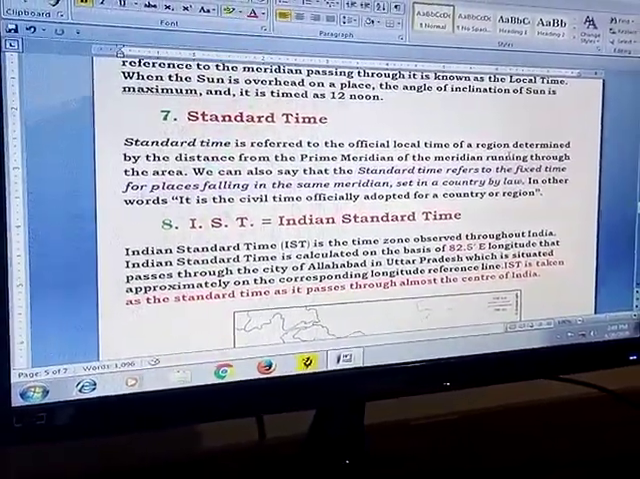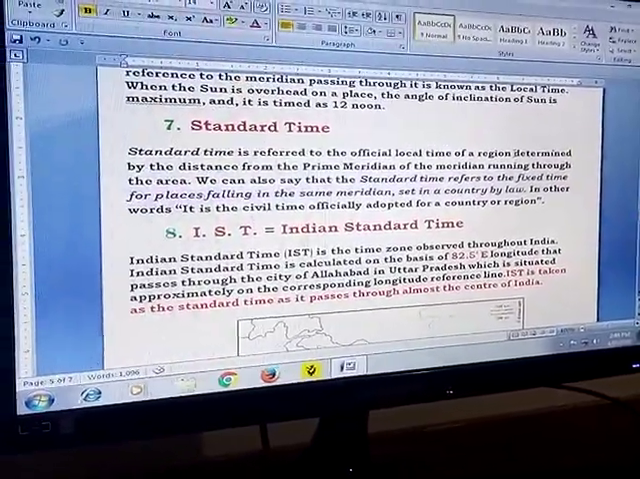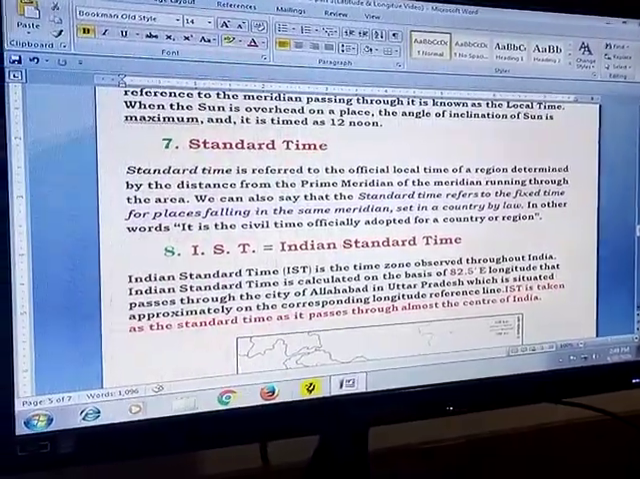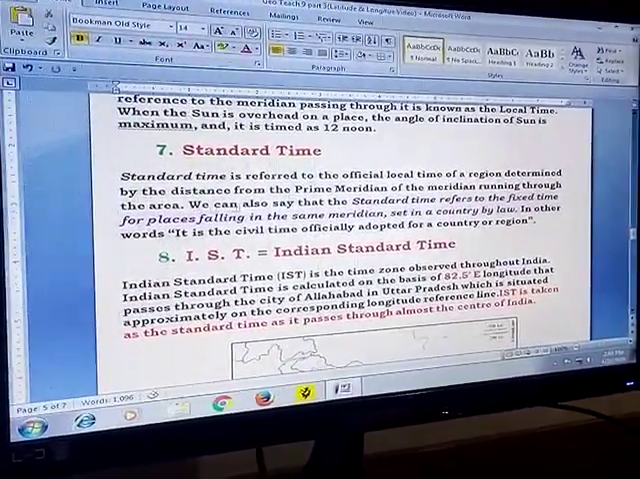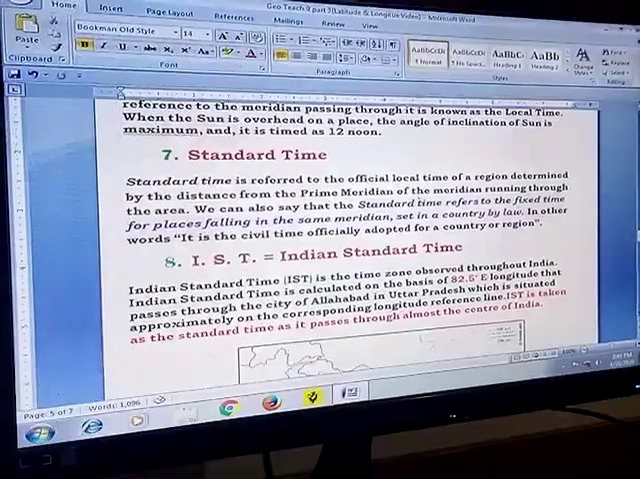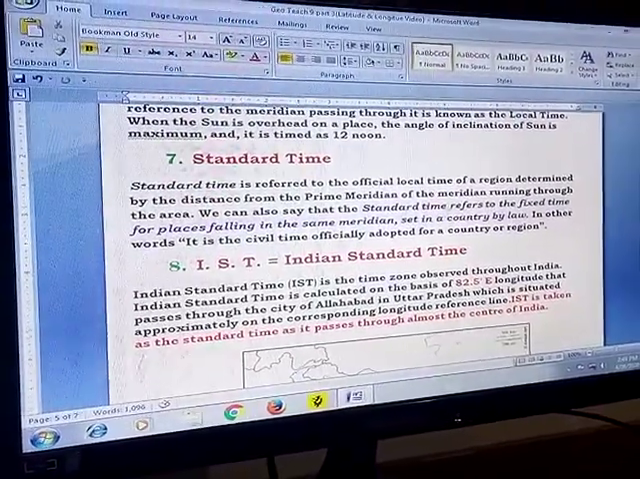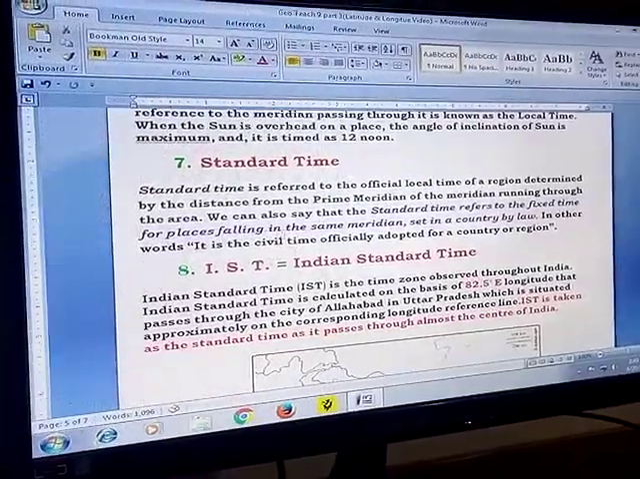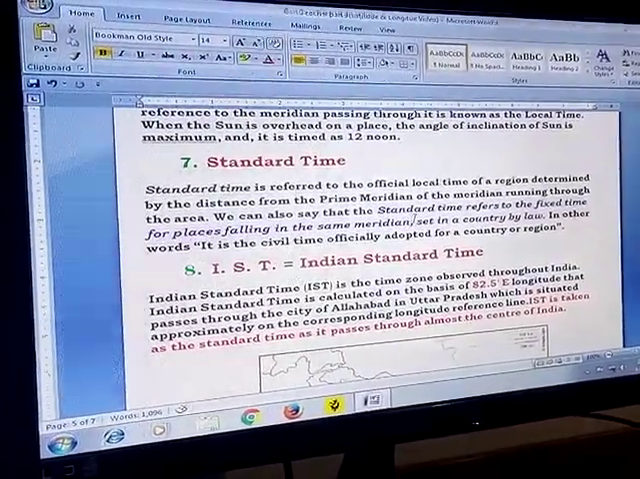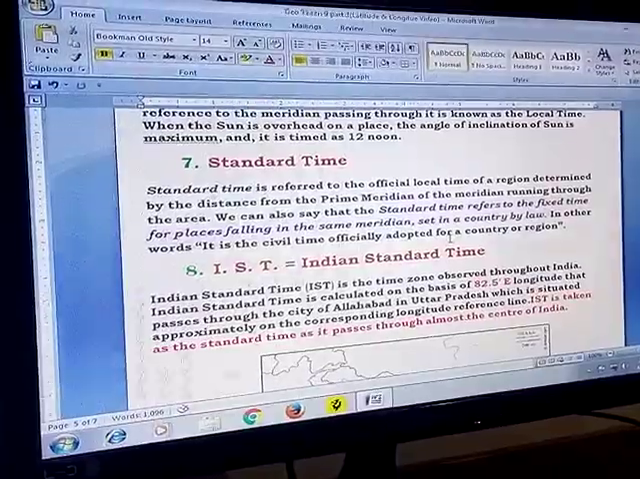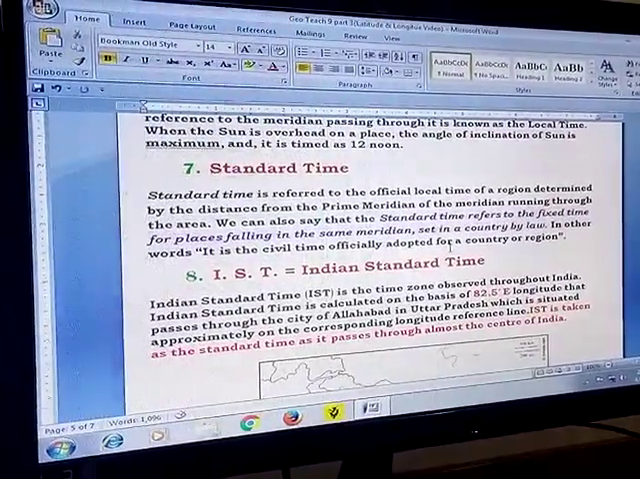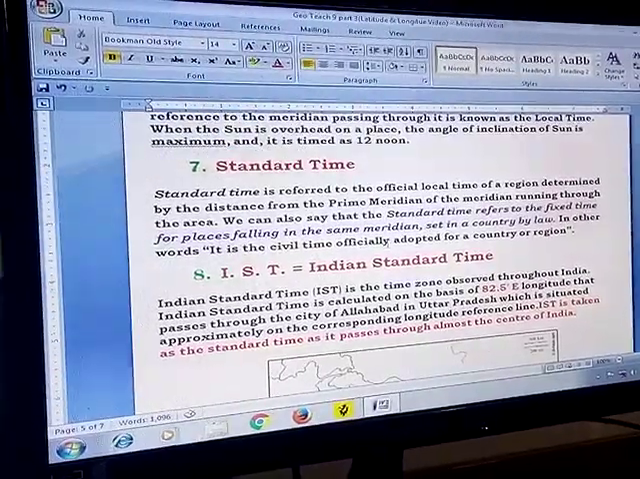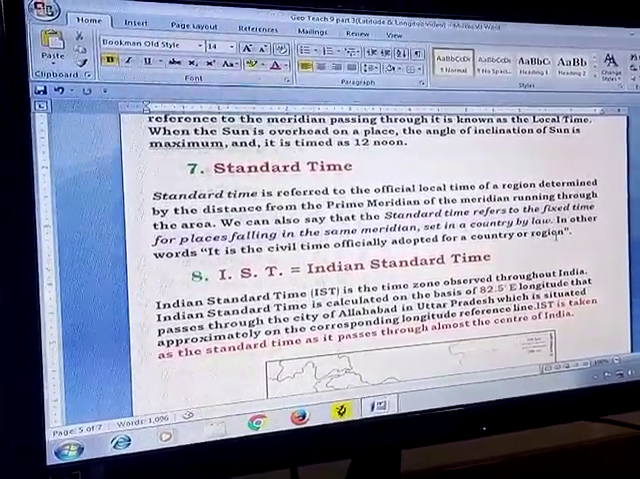Everyone in India follows only one particular time, that is determined by the distance from the prime meridian of the meridian running through the area. We can also say, see the definition, standard time refers to the fixed time for places falling in the same meridian, set in the country by law. The whole country by law will set a time. That is called standard time. In other words, it is the civil time officially adopted for a country or a region.